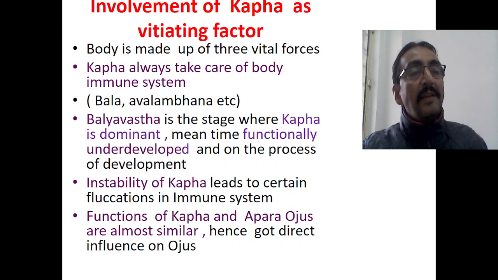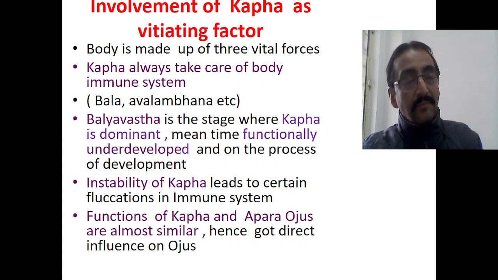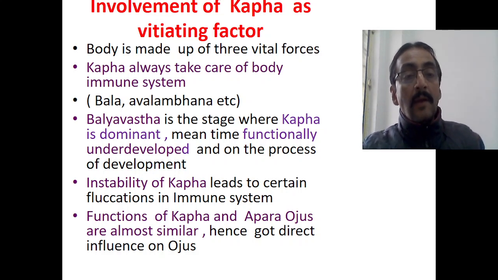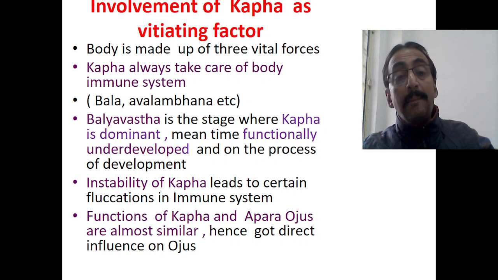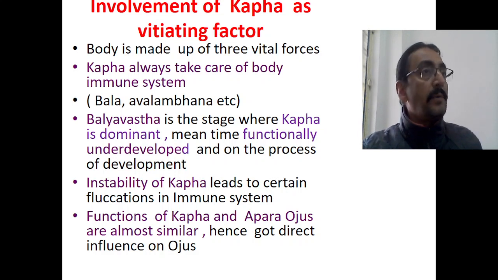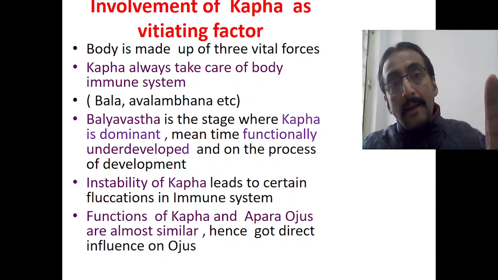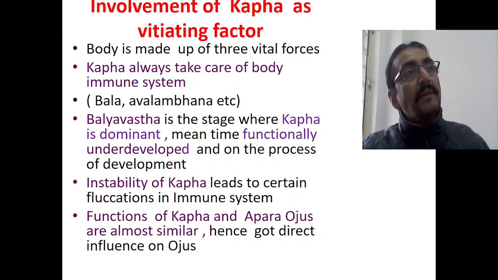The same has been told in Ayurveda: balyavastha is predominantly kapha avastha, and kapha disorders are quite common in this condition. Instability of kapha leads to certain fluctuations in the immune system, and the functions of kapha and apara ojas are almost similar. We know para and apara ojas; if you look into stira, upachita, vamsatva, the symptoms and functions of apara ojas and of kapha are almost all similar. Hence they have a direct influence over the ojas.